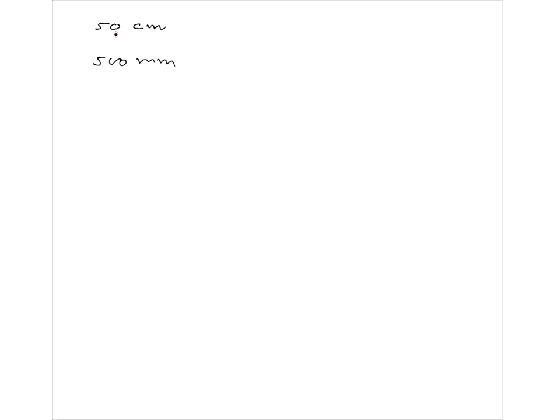To overcome this problem, a certain practice is followed. That practice is, we won't consider zeros as part of significant figures. What would we do? Write 5 into 10 to the power 1, or 5 into 10 to the power 2. Whatever you want to say, just write the zeros as a power of 10.